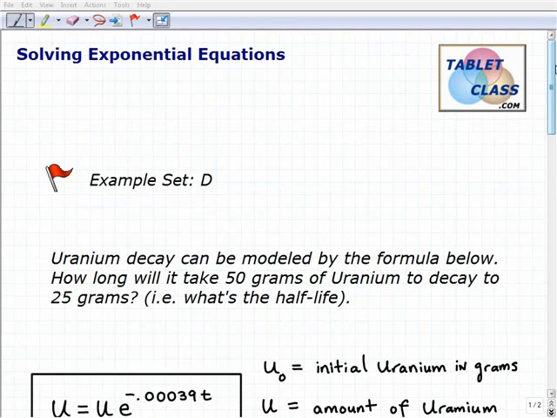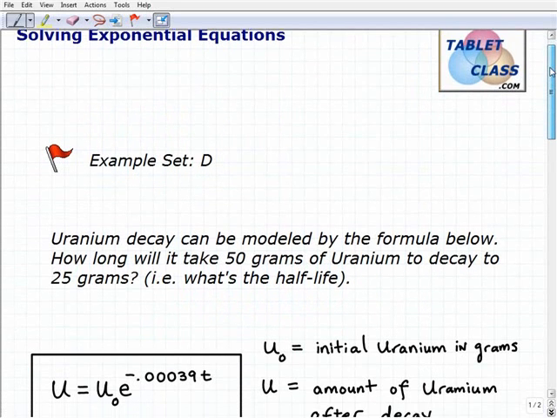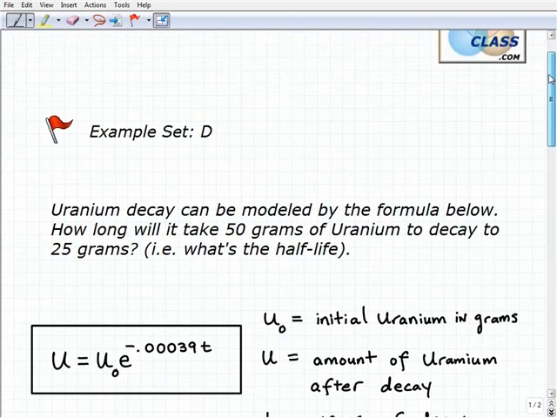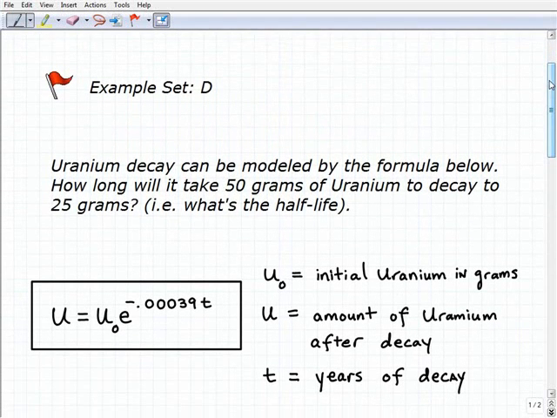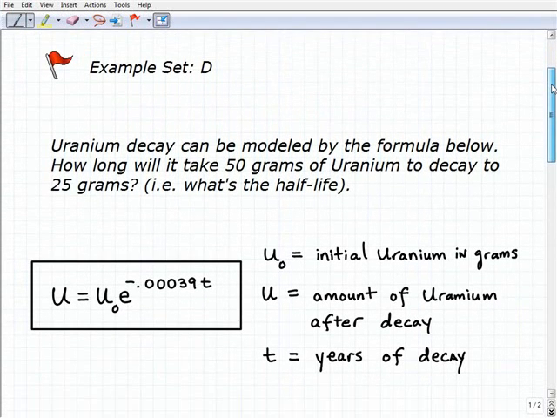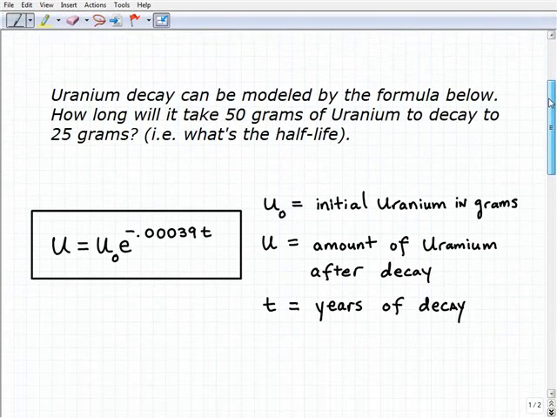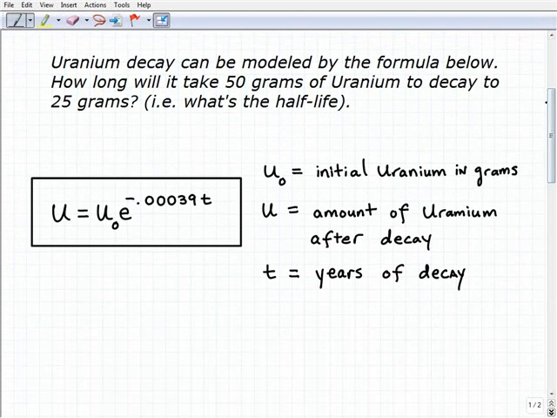Hello, welcome to the video on solving exponential equations. This is our fourth example set, set D, and I hope you had a chance to watch the lesson and practice the previous example sets. And once again, we're going to be looking at a word problem where we have to solve an exponential equation. I actually think these are pretty fun, but that's just me. So let's read the problem.